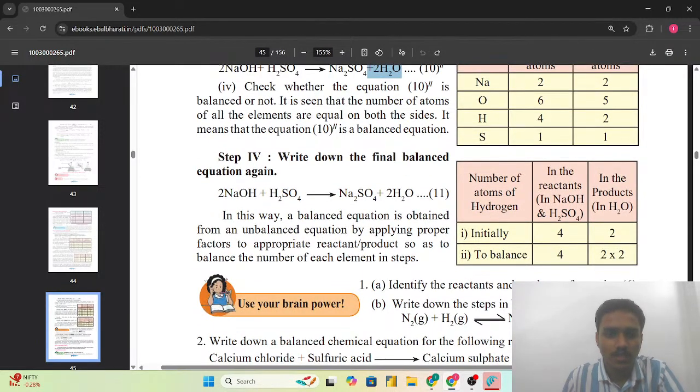सो एक बार देख लेते, write down the final balanced equation again. तो एक बार फिर से देखते हैं कि इक्वेशन बैलेंस्ड हो गई है या ना. सो दो सोडियम बैलेंस्ड, दो ऑक्सीजन प्लस चार ऑक्सीजन, छह ऑक्सीजन, चार और यहाँ पर दो, छह ऑक्सीजन बैलेंस्ड. हाइड्रोजन दो और हाइड्रोजन दो, चार, यहाँ पर चार हाइड्रोजन, सल्फर एक और यहाँ पर सल्फर एक. दैट मीन्स दिस रिएक्शन इज कंप्लीटली बैलेंस्ड as we can follow these basically four steps.